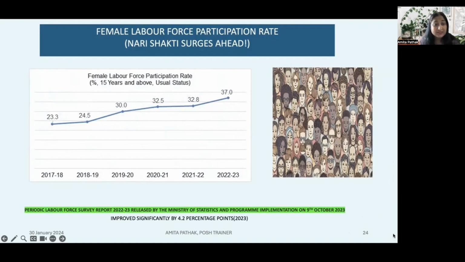This means that if the labor force is going to increase in our organization, then the number of harassment cases may also increase. And there is a need for a law that can protect women at the workplace who are part of the workforce. This is the data from the Periodic Labour Force Survey report released by the Ministry of Statistics and Programme Implementation on 9th October 23. The finding is that the labor force participation rate increased from 2021-22 to 22-23, by 4.2%. Let's move ahead.